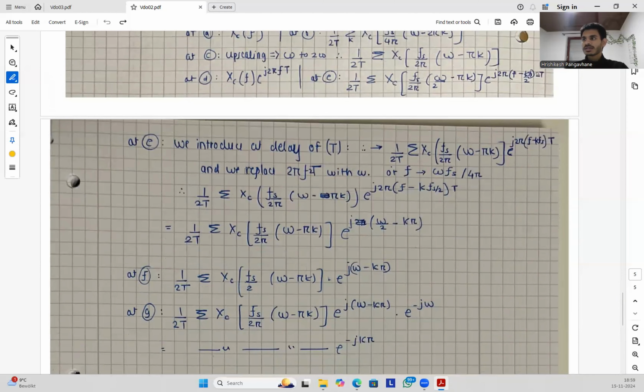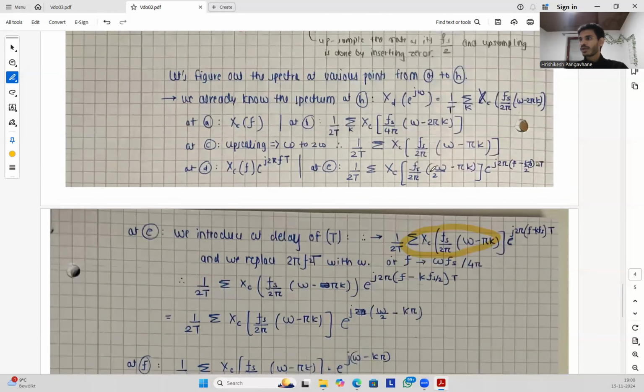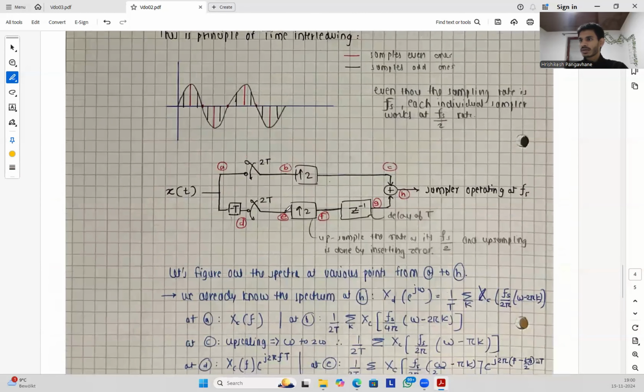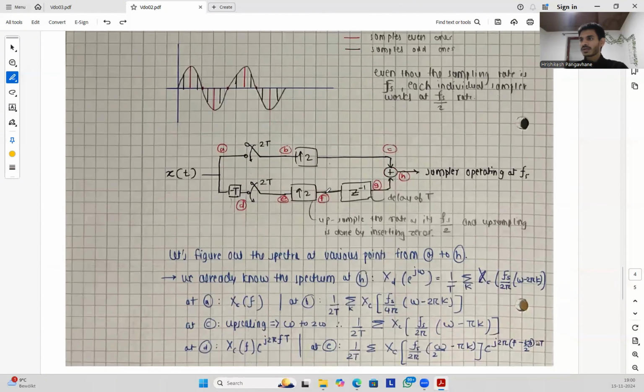So what we have done is we have basically replaced 2 pi f. Now it's not t, it's 2t. So we have replaced 2 pi f 2t with omega. So we have basically scaled it, nothing else. And when we talk about the spectrum at point E, this is upscaled by 2 at point F.